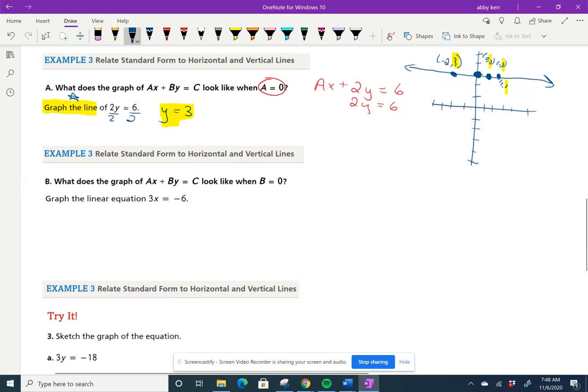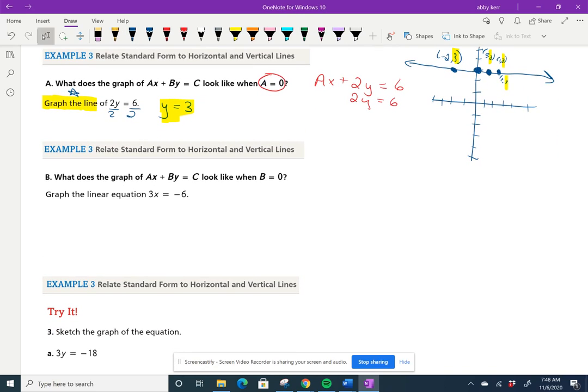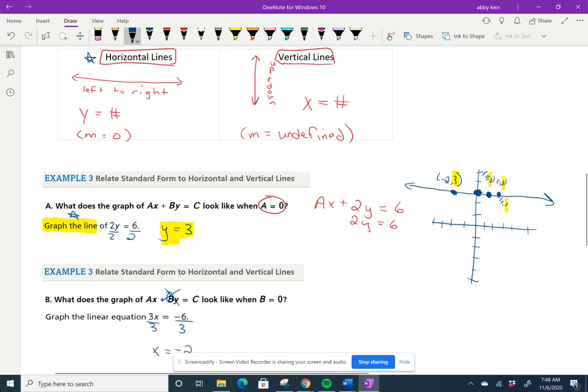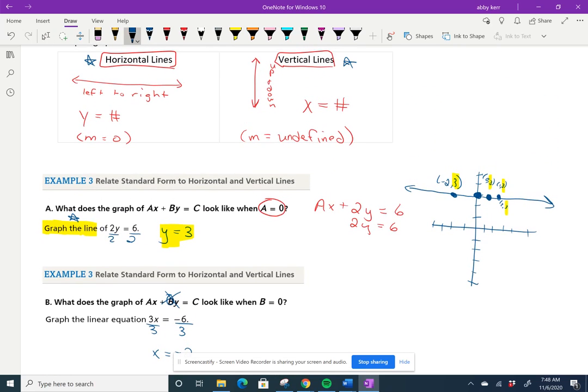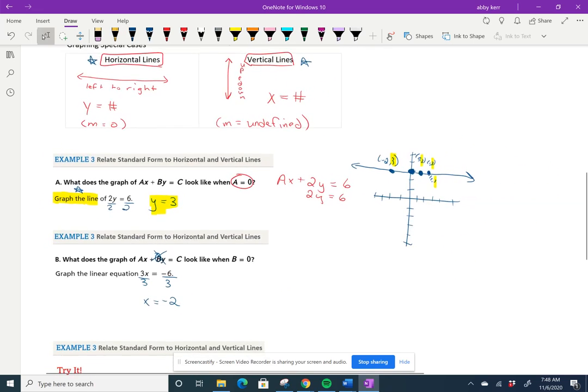Now on the flip side, example 3 says, what does the graph of ax plus by equals c look like when b is 0? So if we make b equal to 0, that wipes out the y in this case. So then we have to solve for x. X is going to be negative 2. Well, if you look up here, we know that it's going to be a vertical line because it's just x. The y went away.